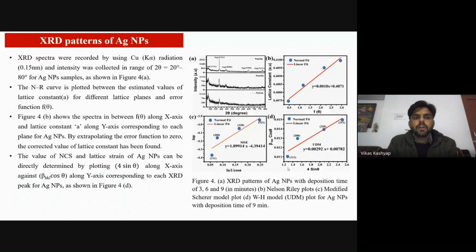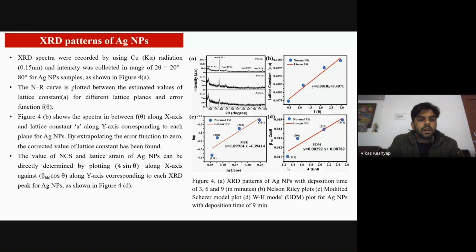Also, the estimated value of the lattice constant for various lattice planes and error functions. Figure 4b shows the spectra between f theta along the x-axis and lattice constant A along the y-axis, corresponding to each plane of the nanoparticle. By extrapolating the error function to 0, the corrected value of the lattice constant has been found. The value of NCS, that is the nanocrystalline size, and the lattice strain of a nanoparticle can be directly determined by plotting 4 sin theta. This is a famous method.